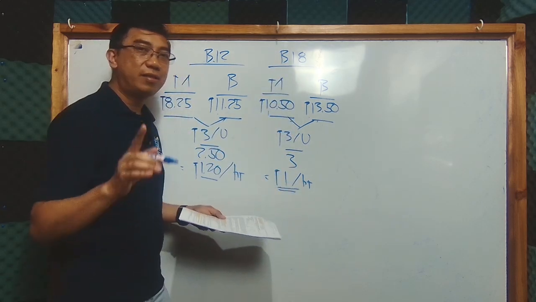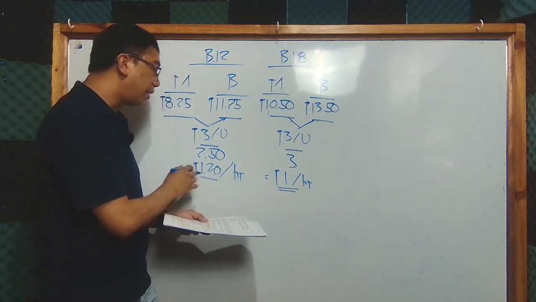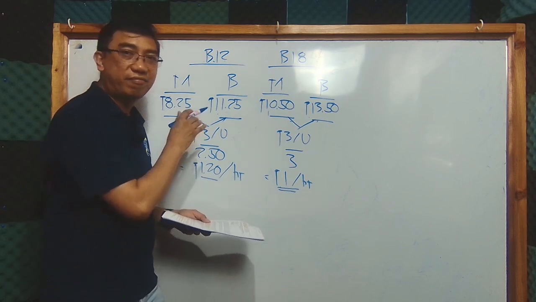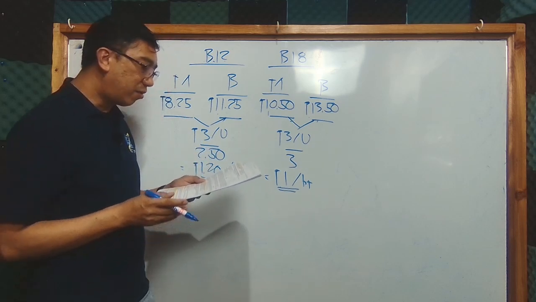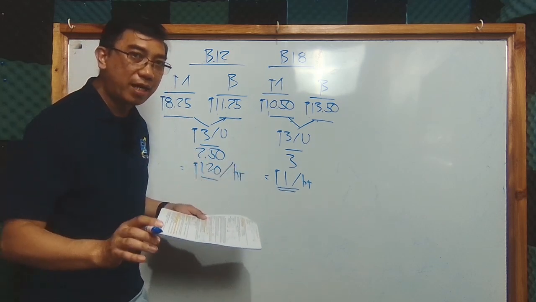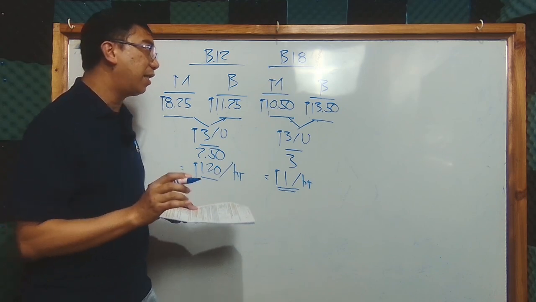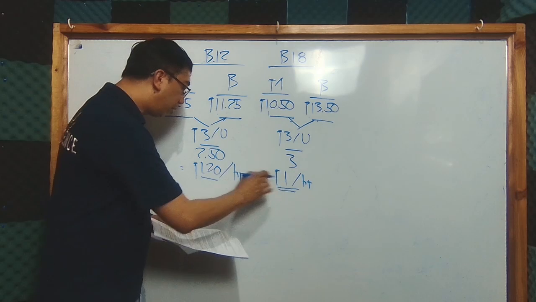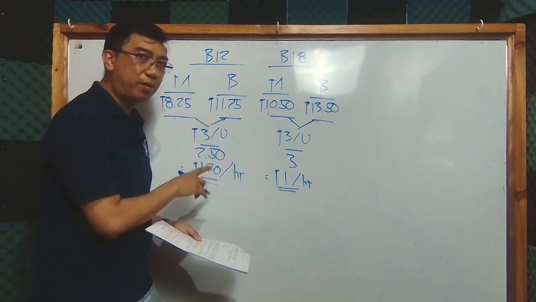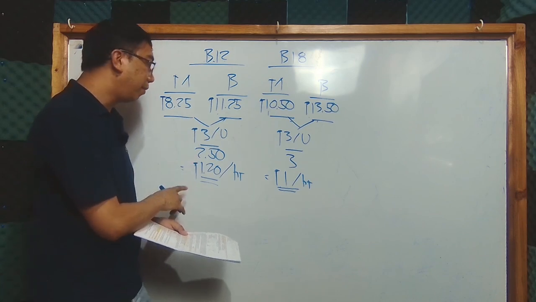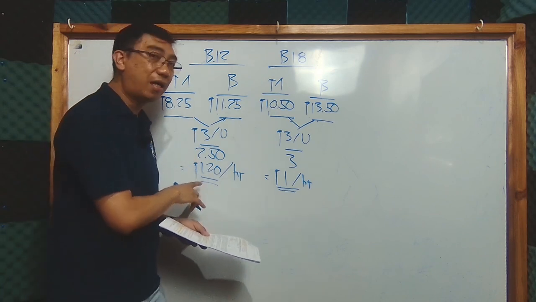Ibig sabihin nun, tinanggap nila na malulugi sila ng 120 per hour. So, you have to recover 120 per hour. So, class, I hope nakuha niyo yun. Ulitin ko ha, kasi ito yung pinaka-logic ng analysis. Dito, dapat ang priority is B12 because the opportunity cost is greater at 120 per hour.